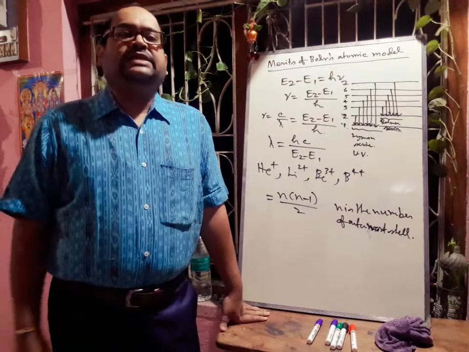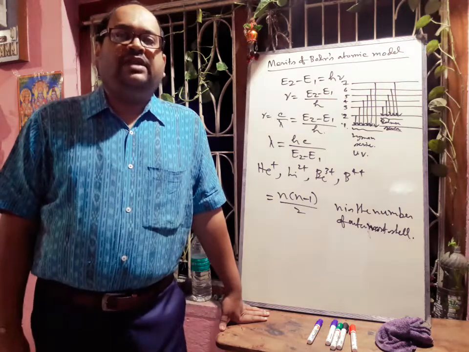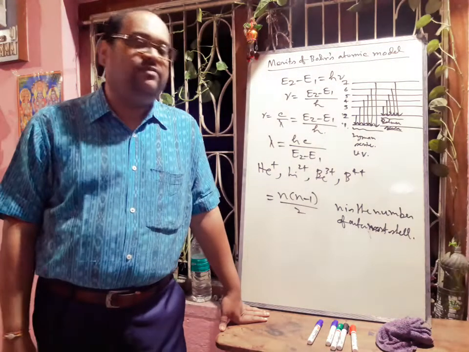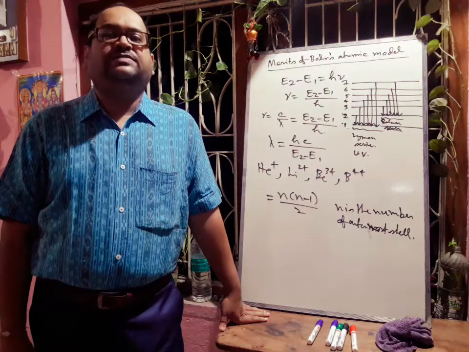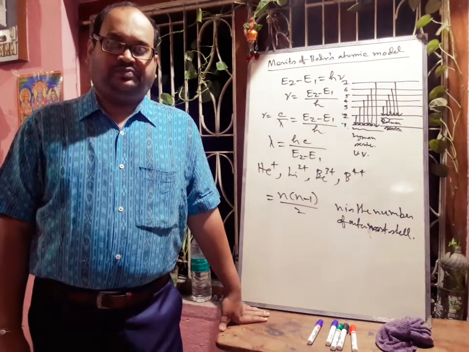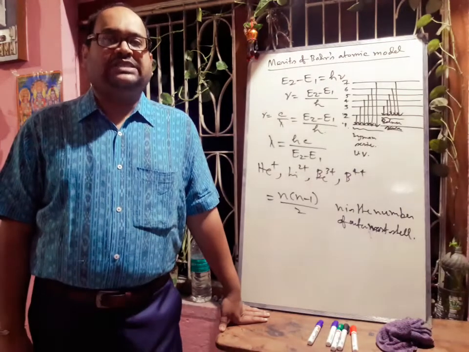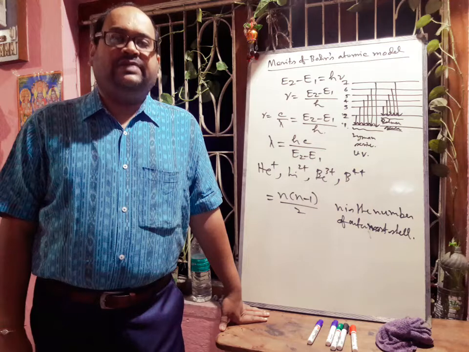Next we will discuss the defects of Bohr's atomic model. This atomic model fails to explain the spectrum of multi-electronic systems. It is valid only for one-electron systems. It fails to explain the splitting of spectral lines under the influence of a magnetic field, which is called the Zeeman effect, and an electric field, which is called the Stark effect. Again, we will discuss this Zeeman effect and Stark effect.